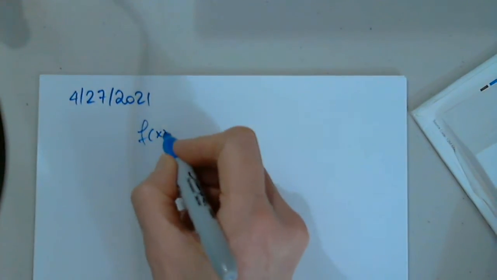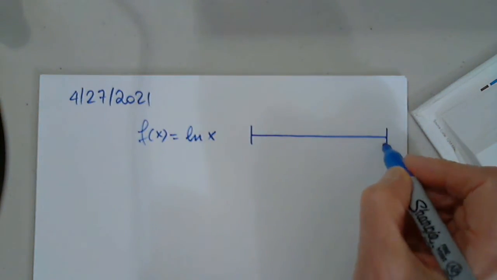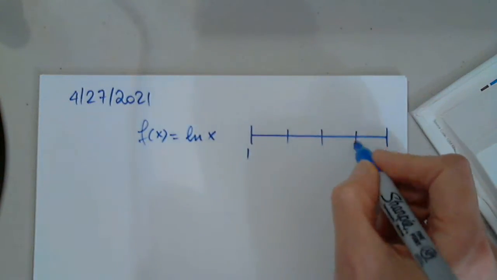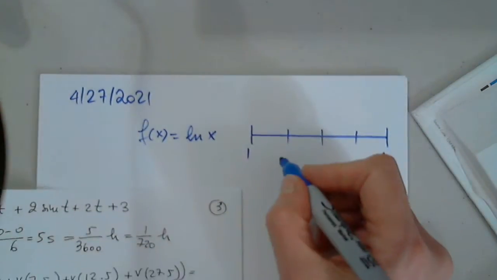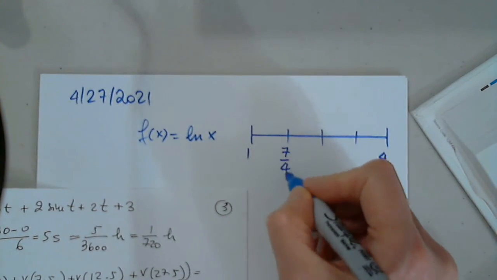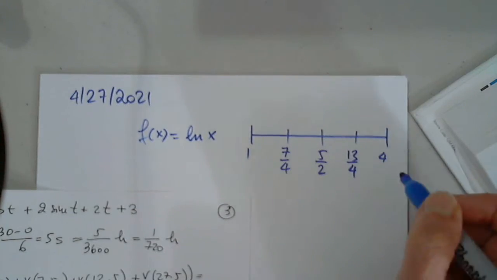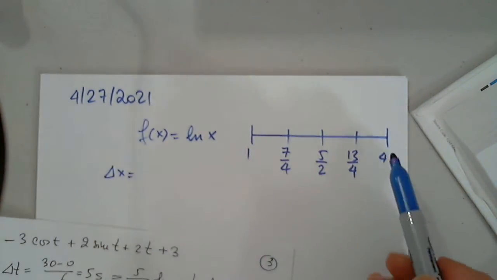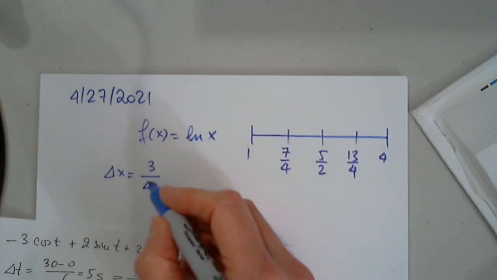We have f of x, which is natural log x, and the interval is between 1 and 4, and we're asked to use 4 subintervals. So after dividing that, I got here 7/4, here I got 5/2, here I got 13/4. And how do I get those? So delta x, that's our first prep always. 4 minus 1, which is 3, divided by 4.